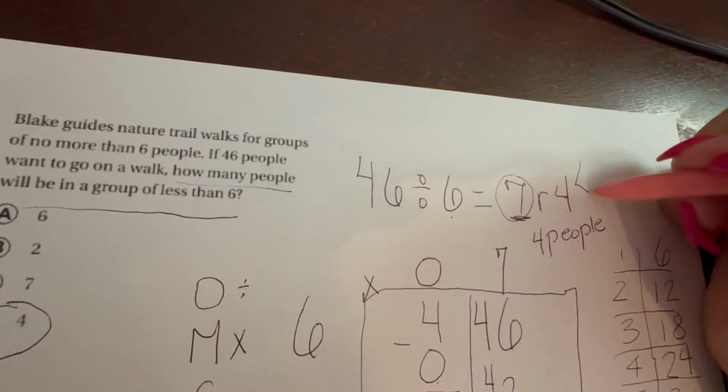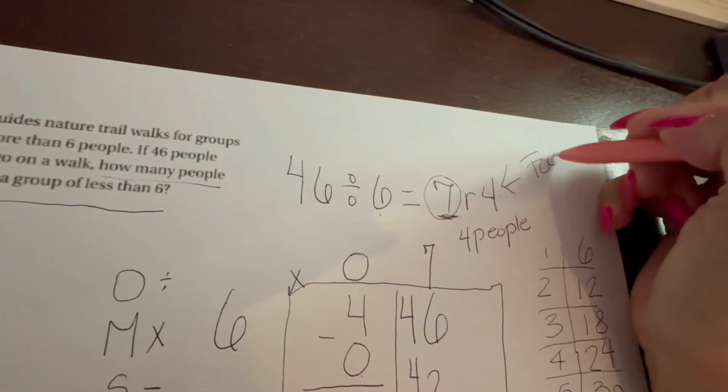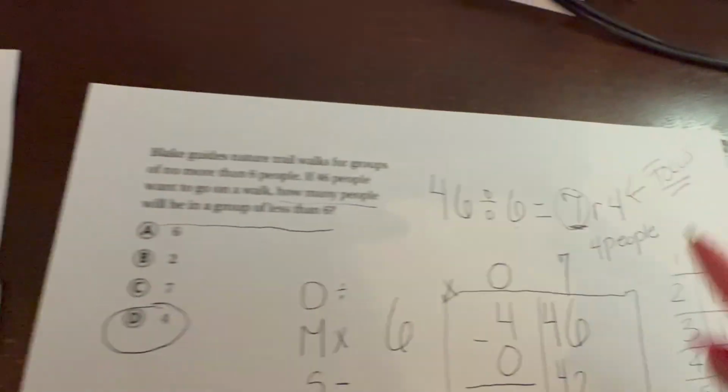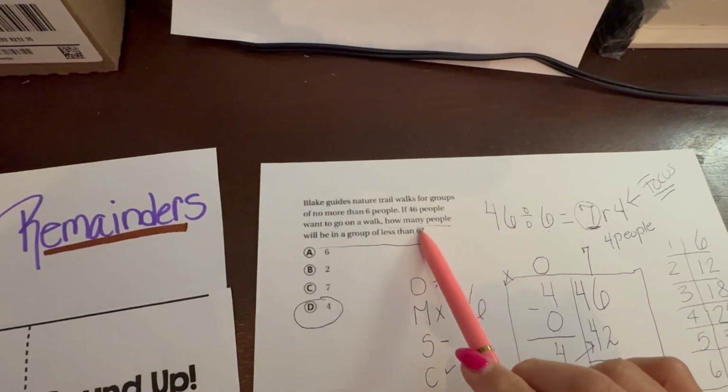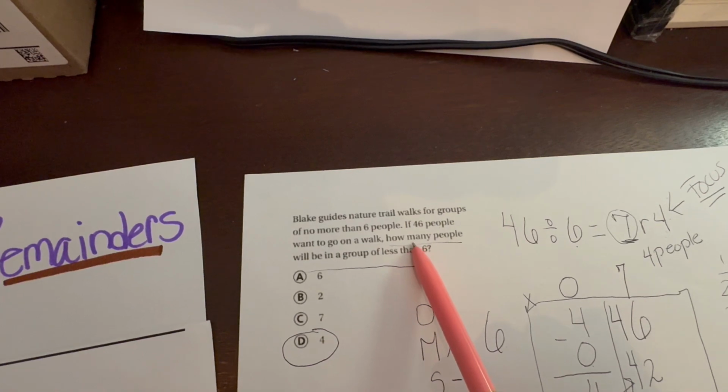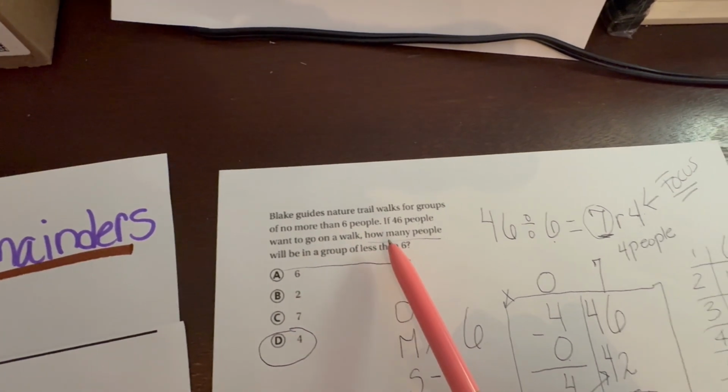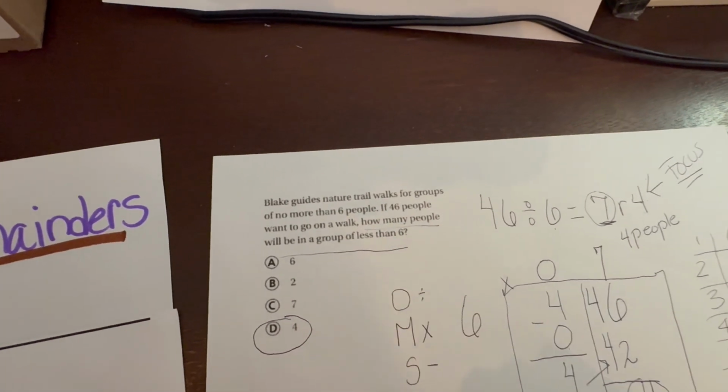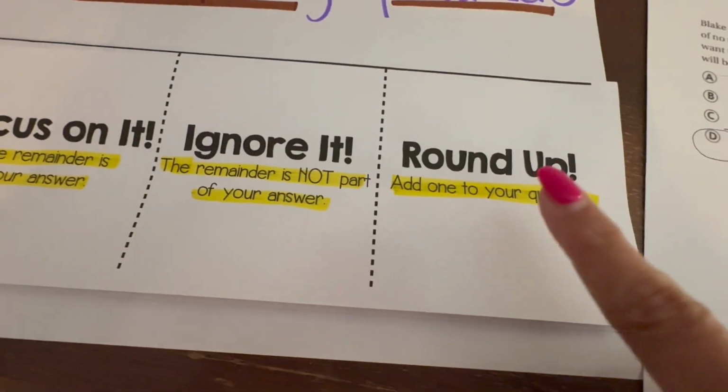So this is an example of when you focus on the remainder. The important thing is to look at the question. When you solve it, go back to read the question to make sure you're answering what the question is asking you. Check out the other videos to see examples of ignoring the remainder and then rounding up.